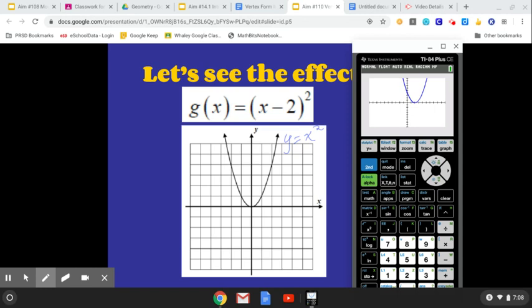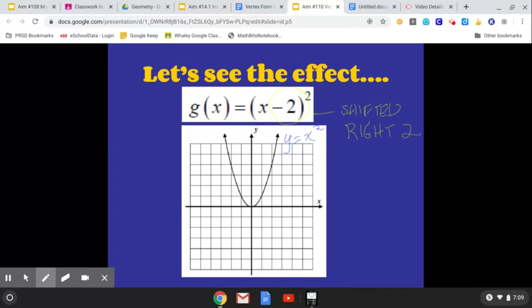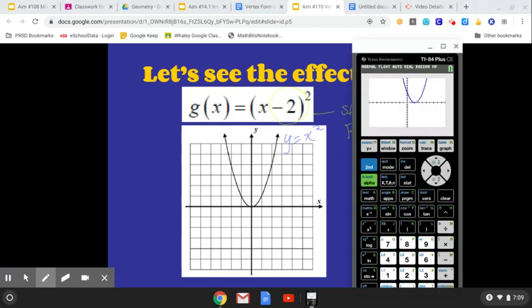It looks like, if you said it looks like it shifted to the right too, you'd be right. So the fact that this was a minus 2, the effect that it has is it shifted right 2. And I bet you that if that was an x plus 2, that would have shifted to the left 2. In fact, I know it would. I'll show you if you don't believe me.